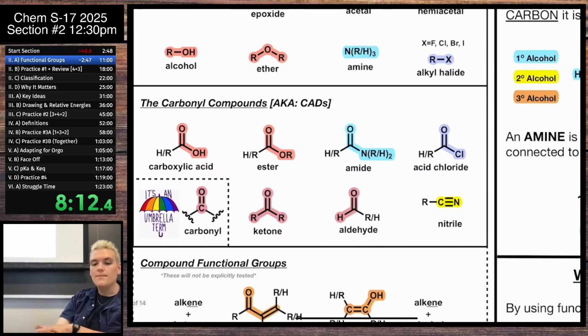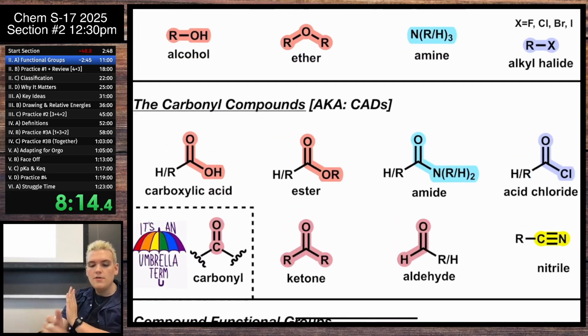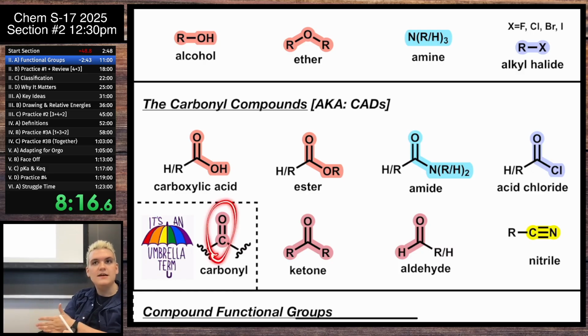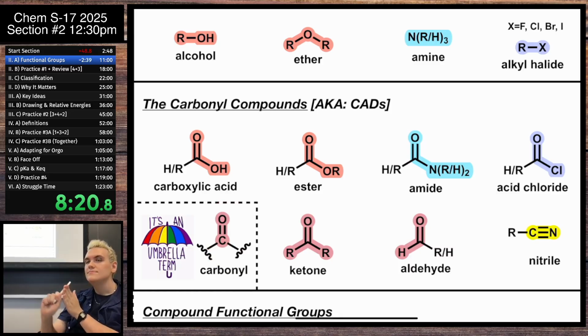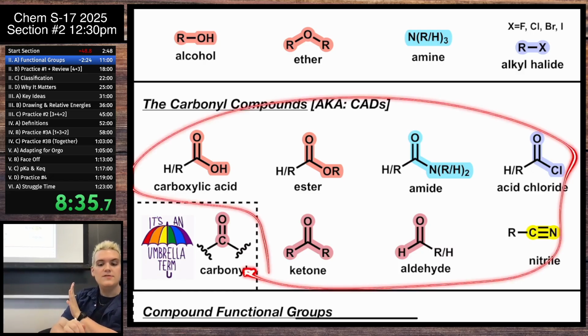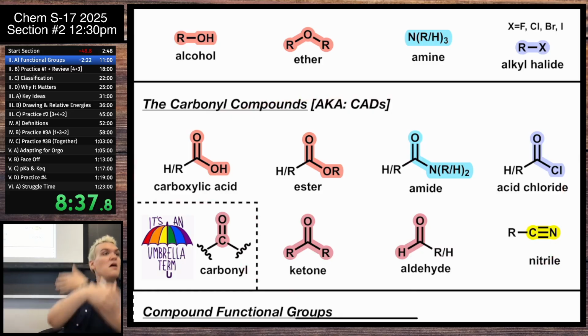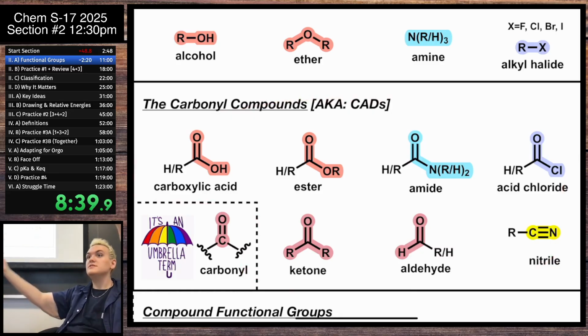Last group are the carbonyl compounds. So let's start off with the carbonyl. That's what we call a CO double bond. But a carbonyl is not a functional group. It's not a specific functional group label. Specifically, a carbonyl is an umbrella term. And so if you write carbonyl on the functional group part of the test, we cannot give you a point. It has to be one of the specific flavors of carbonyl. So can we all say that a carbonyl is an umbrella term? A carbonyl is an umbrella term.